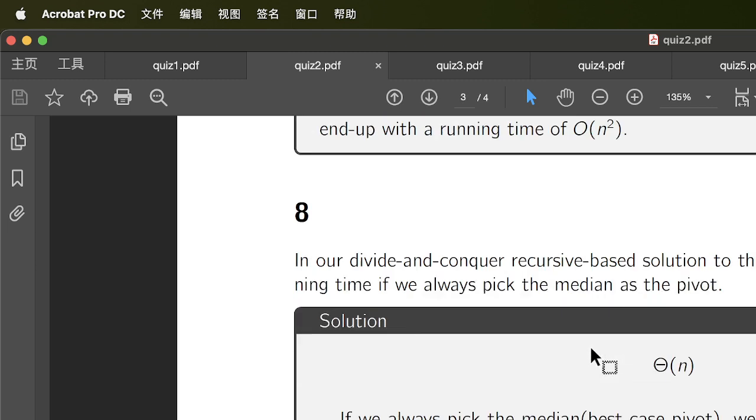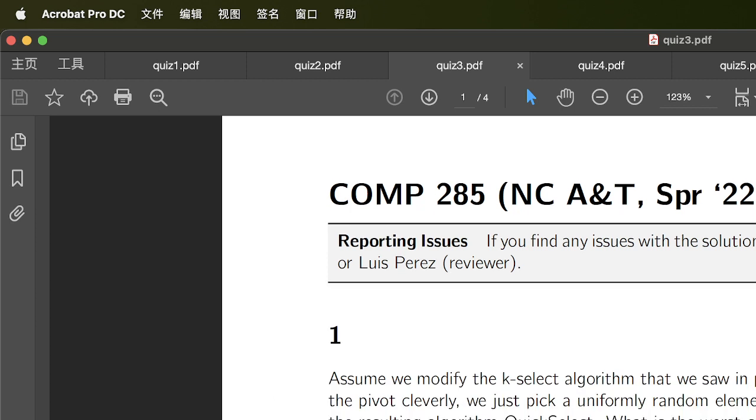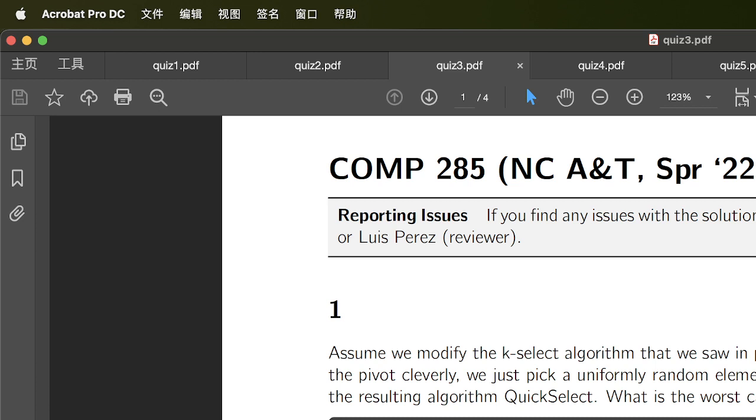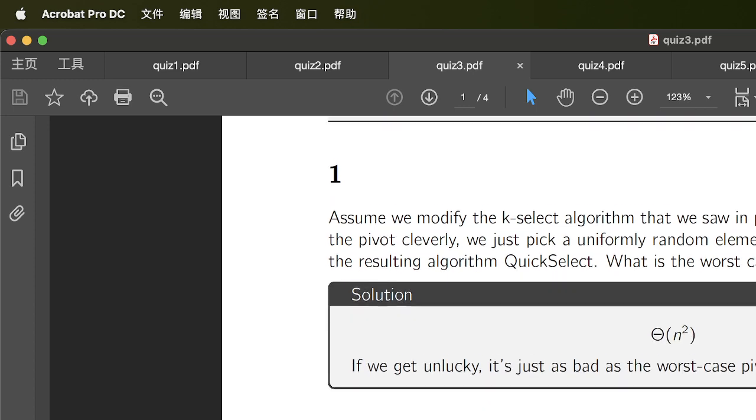Okay, so let's see quiz 3. The first one. Assume we modify the k-select algorithm that we saw in previous lectures. Instead of picking the pivot cleverly, we just pick a uniformly random element as a pivot each time, and we call it quick select. So what is the worst case runtime of quick select? It's also n squared, just the worst case pivot every time, very similar to k-select. So it would be n squared.